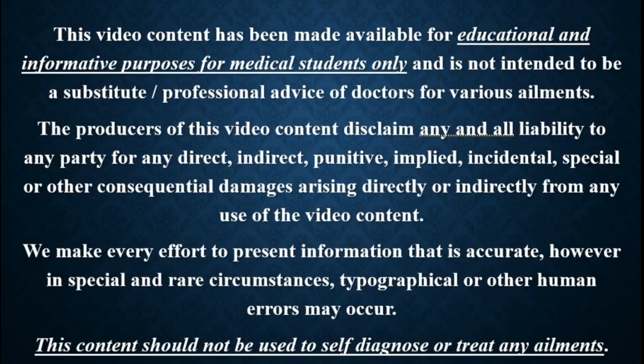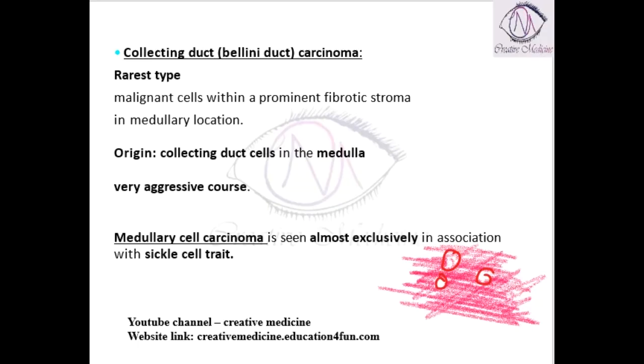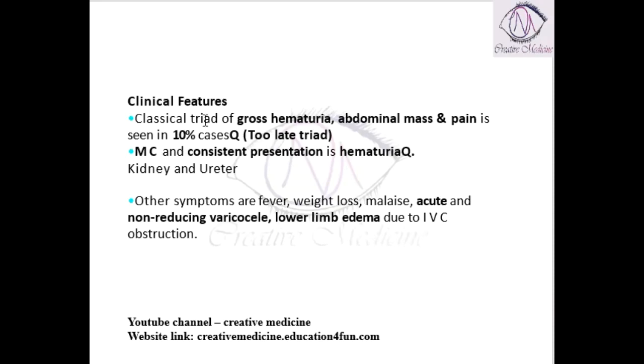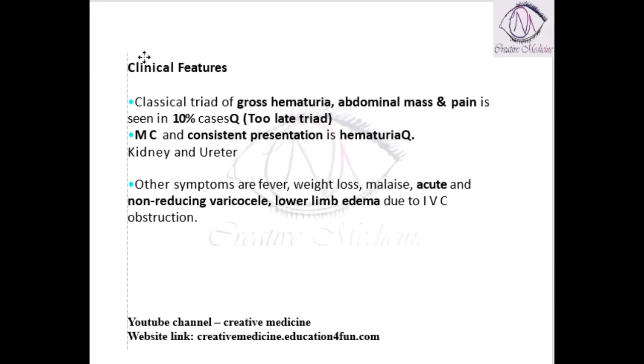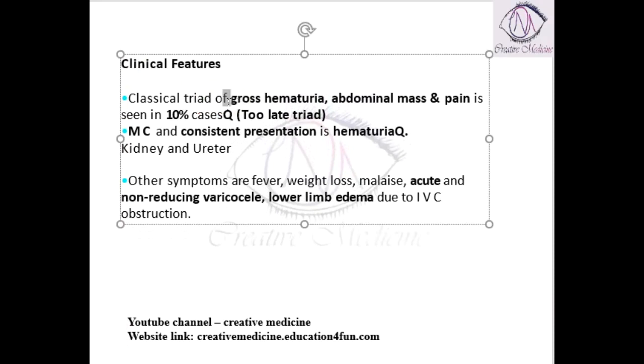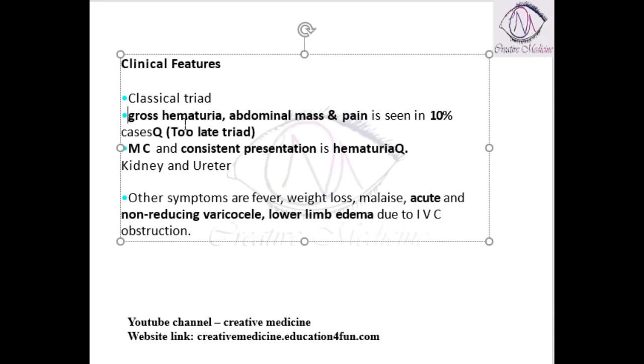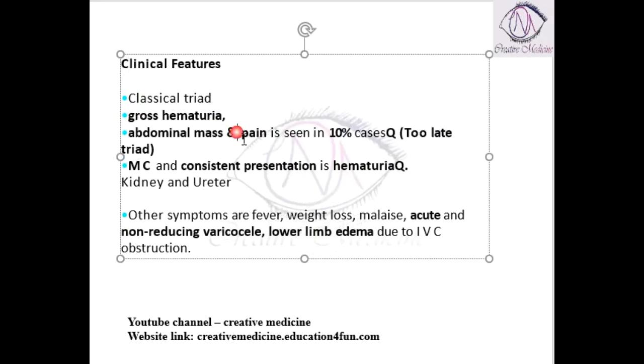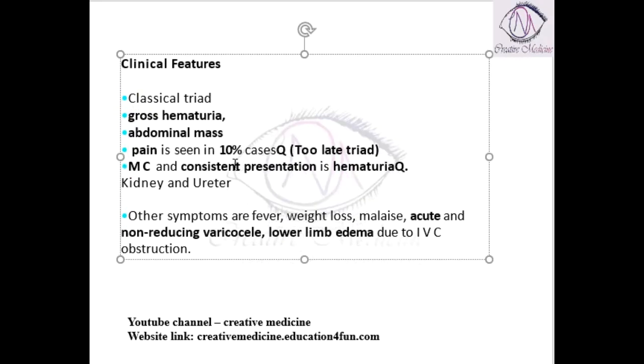In this lecture, we will learn about clinical features. The clinical features in renal cell carcinoma include a triad. The triad of renal cell carcinoma is: you will see the presence of gross hematuria first, and there is abdominal mass, and abdominal pain is also seen.